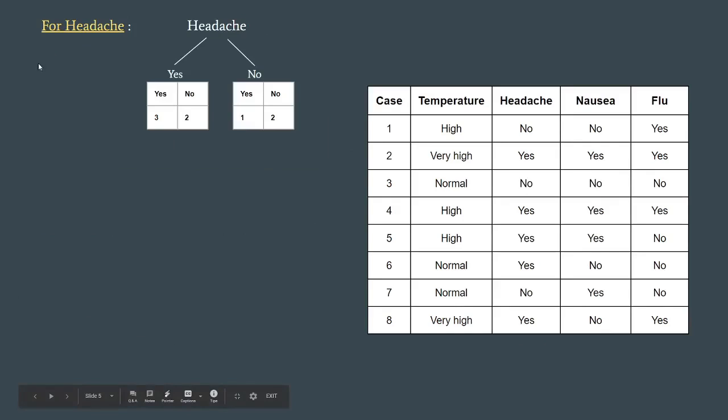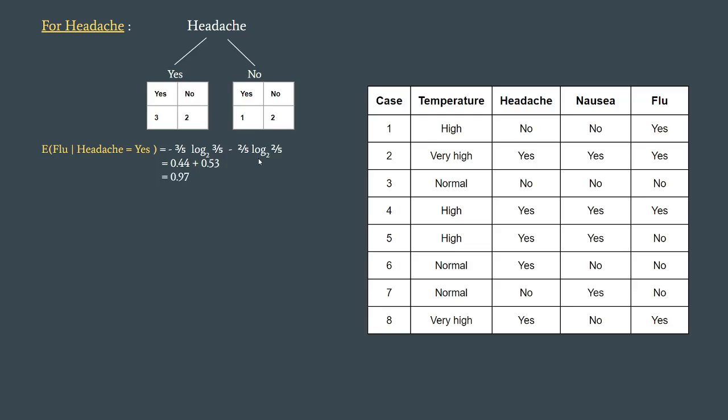After that, similarly, we calculate entropy for headache. Entropy for flu when headache is yes is minus 3 by 5 (3 plus 2 is 5), so minus 3 by 5 log base 2 3 by 5. This is for when headache is yes and class is yes. And the entropy when headache is yes and class is no is minus 2 by 5 log base 2 2 by 5. After solving this, we get 0.44 plus 0.53, which is 0.97.